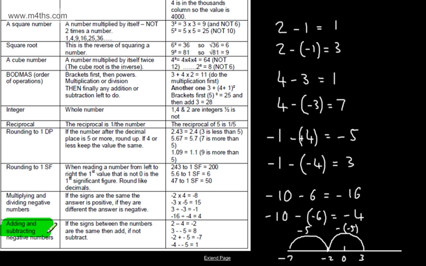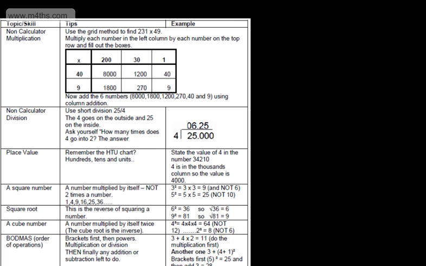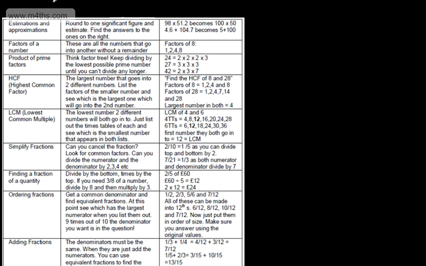Let's move on and just briefly go through these. We've got the next one to look at. So we've just looked at negative numbers. Okay, let's now move on to estimations and approximations. Now, generally speaking, we round our answer to one significant figure, or our two values, and then multiply. So let's look at an example.